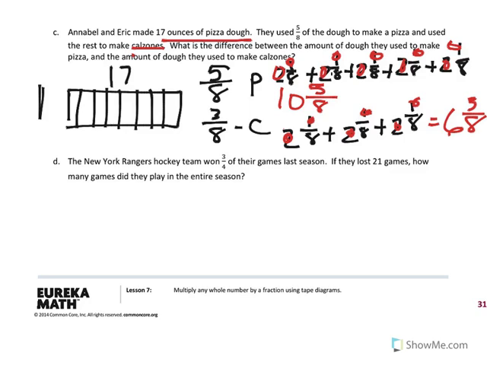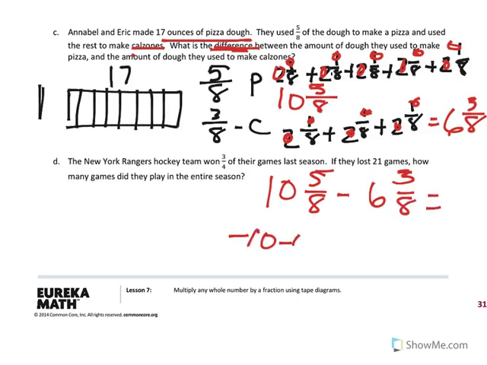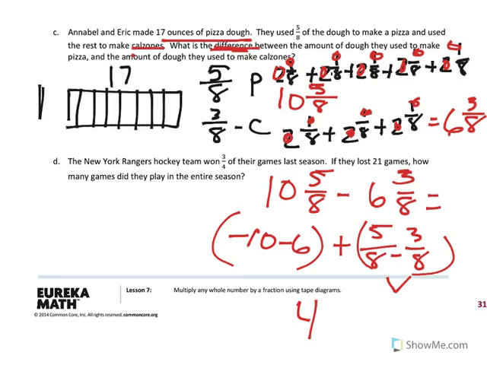So if I want to know the difference, which means subtract, we would take 10 5/8 minus 6 3/8, which equals 10 minus 6 plus 5/8 minus 3/8. 10 minus 6 is 4. 5/8 minus 3/8 is 2/8. So 4 and 2/8 is the difference. You can also simplify it to 4 and 1/4.